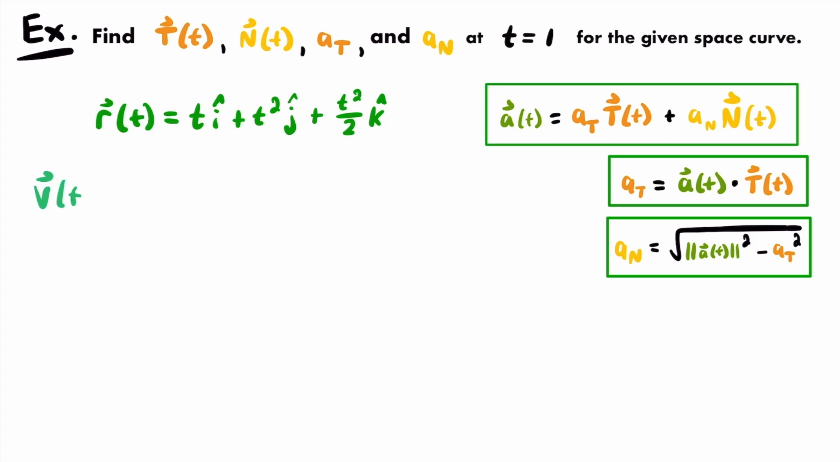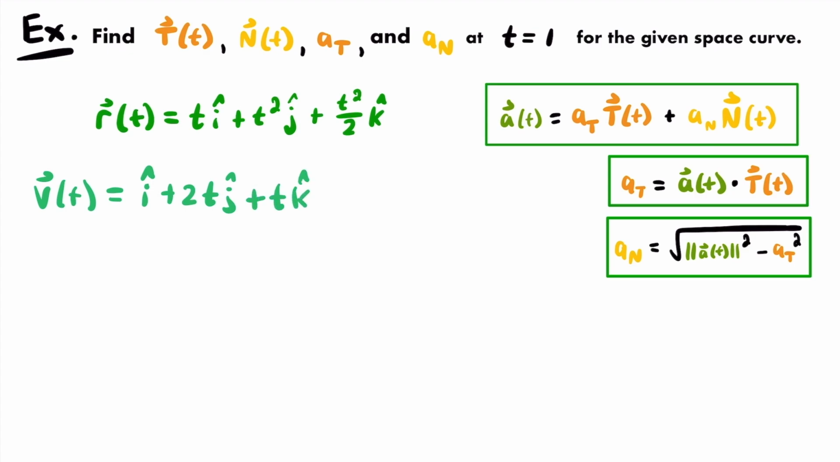So v of t is equal to the derivative of these components. The derivative of t is 1, the derivative of t squared is 2t, and then the derivative of t squared divided by 2 will just be t, because the 2 multiplied down will cancel out with this 2, and then subtracting 1 from the exponent just leaves you with an exponent of 1. So we get 1i plus 2tj plus tk.